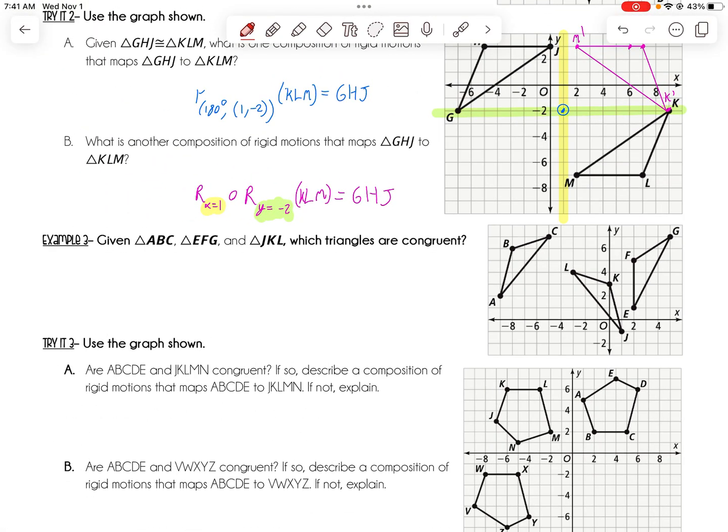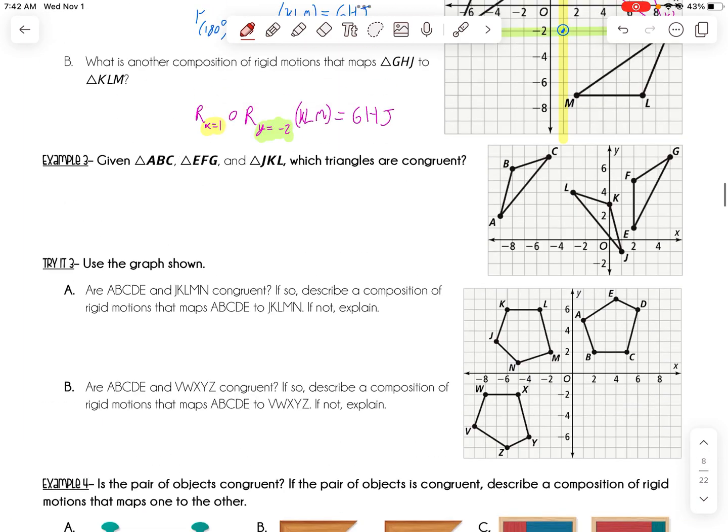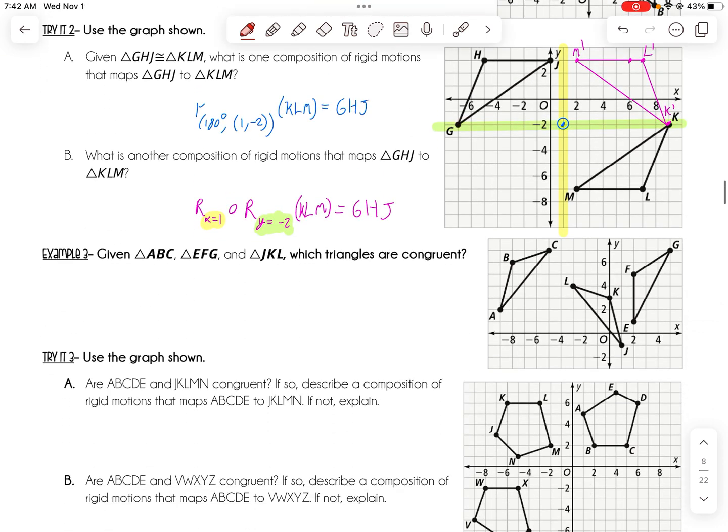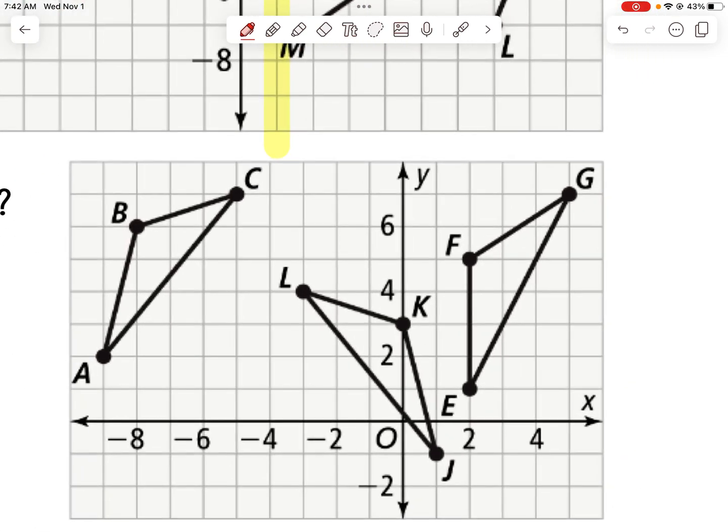Welcome back to another video on congruence, just those basic ideas of congruence. So we've been going through the first few pages of the packet. If you don't have the packet, you can still develop an understanding of congruence. And today we're going to focus on determining if more figures are congruent.